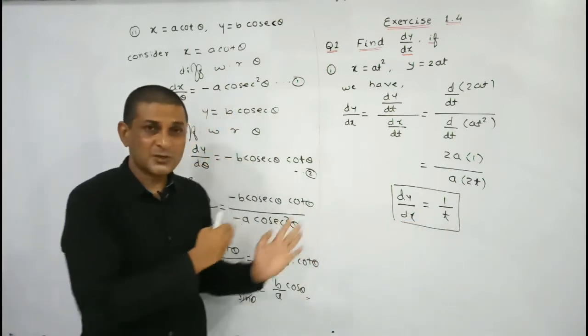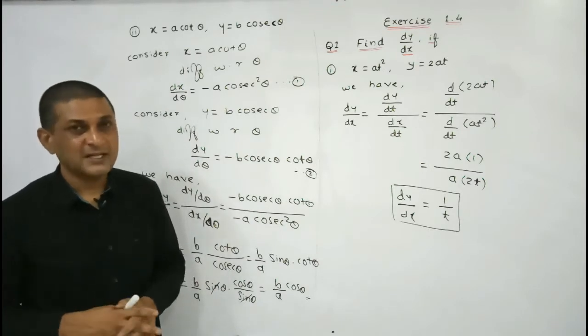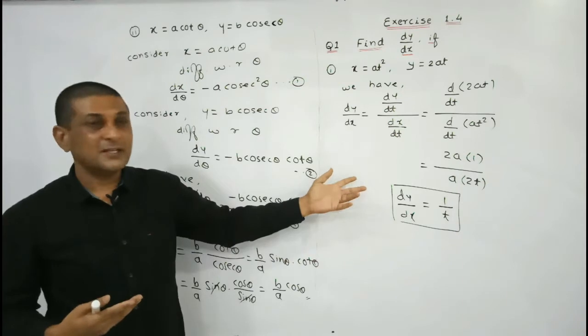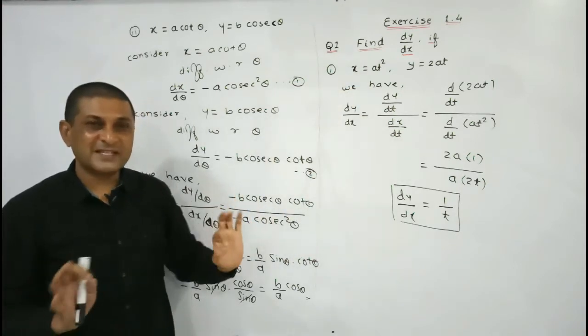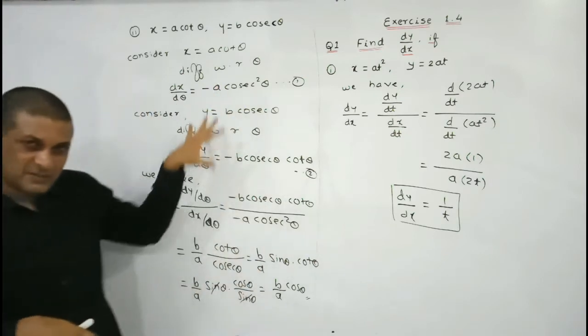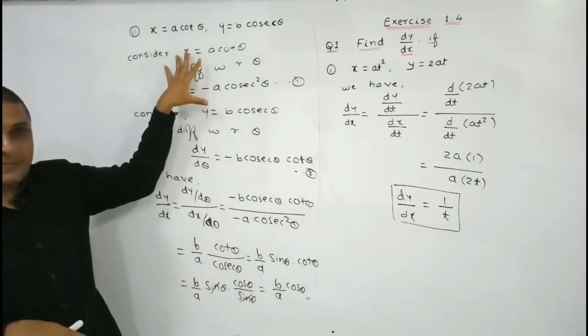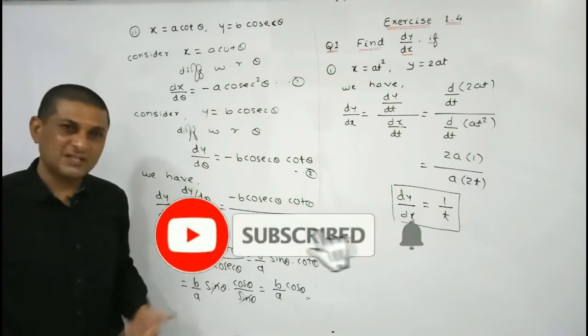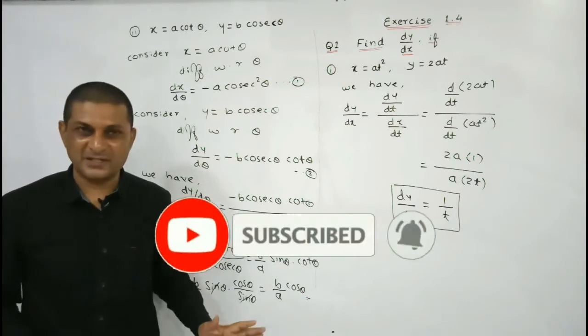So I have introduced two methods here. This method is applied if we can get the differentiation of x and y within 1 or 2 steps. Otherwise, use this method: find out separate differentiation of x, separate differentiation of y, and then substitute the values in our formula to find out the derivative.